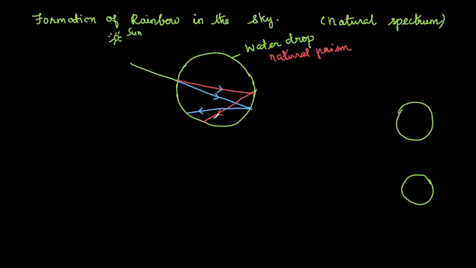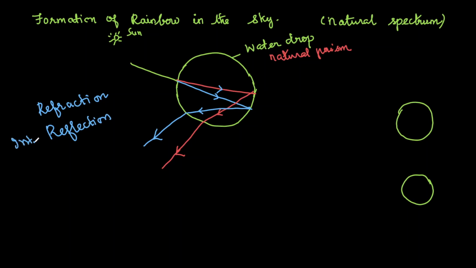After the internal reflection, it emerges out. It comes out of the raindrop. Always the blue color will be at the top, and the red color will be down. So this phenomenon of refraction and reflection, internal reflection, is responsible for the formation of a rainbow.